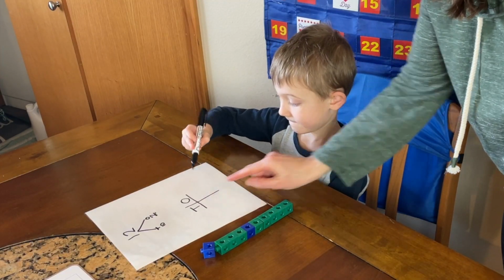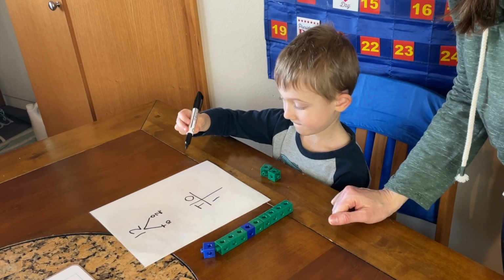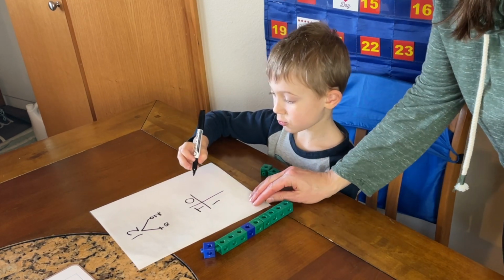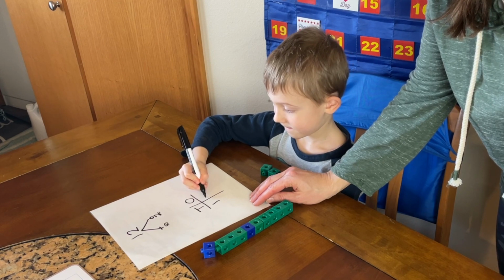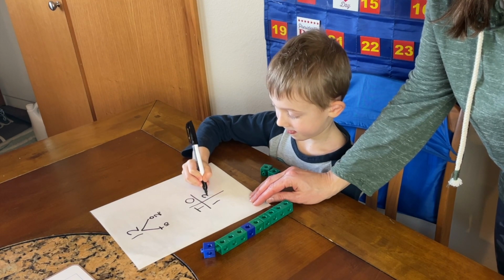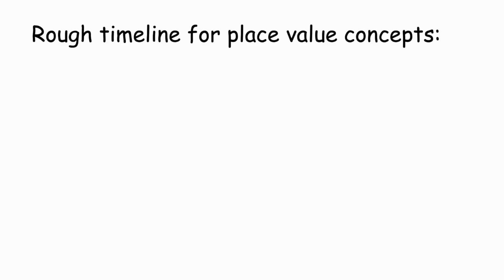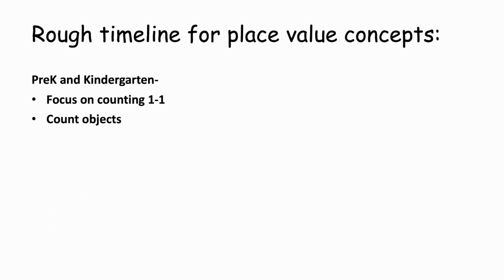So I think we'll wrap it up there. Otherwise, this video is going to be way too long, but I wanted to do a quick recap of the stages of place value development. So you gauge on your kids, but this hopefully will help give you a basic idea. So pre-kindergarten, so preschool and kindergarten, you're going to be working on counting one to one, counting lots of different objects, different groups, and different ways to make the number 10.